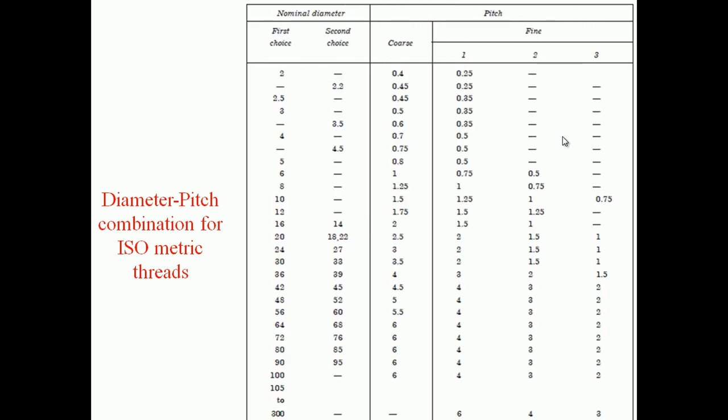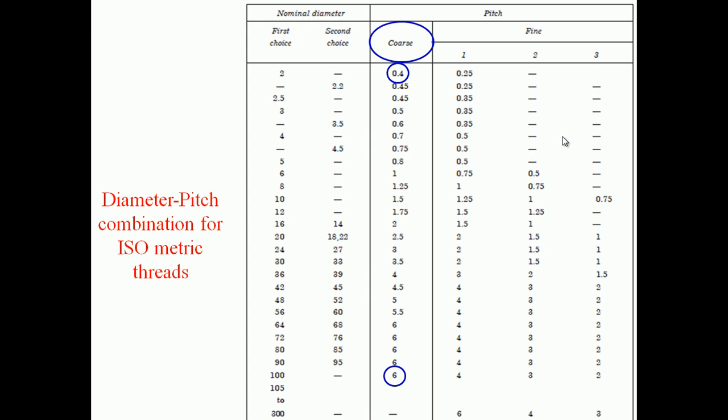The diameter pitch combinations for ISO metric threads are given in this table. I am going to brief about this table. You can see the nominal diameter and the pitch values, and the nominal diameter is divided into two categories, first choice and second choice. The first choice starts from 2 to 300. The second choice starts from 2.2 to 95. These are the various nominal diameters given by ISO for metric threads.